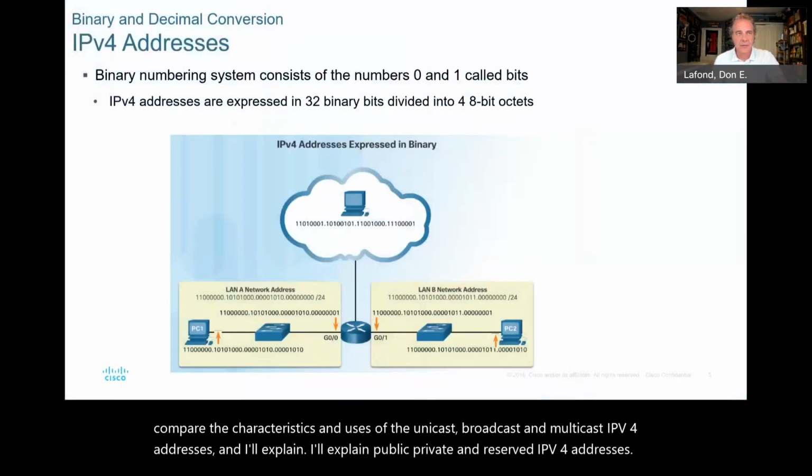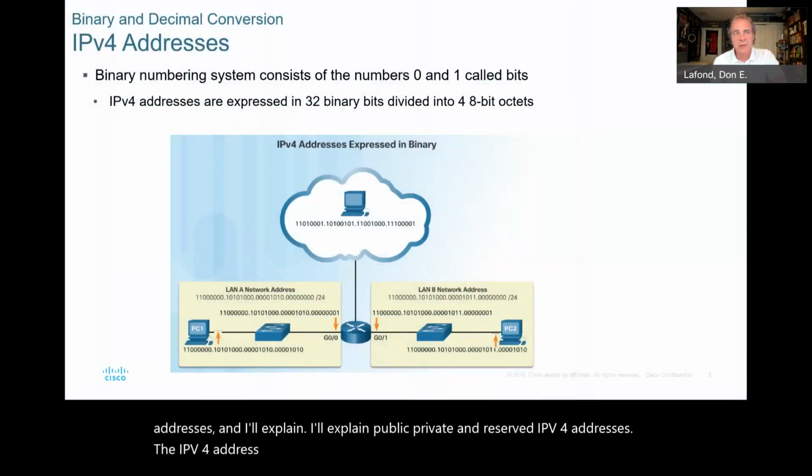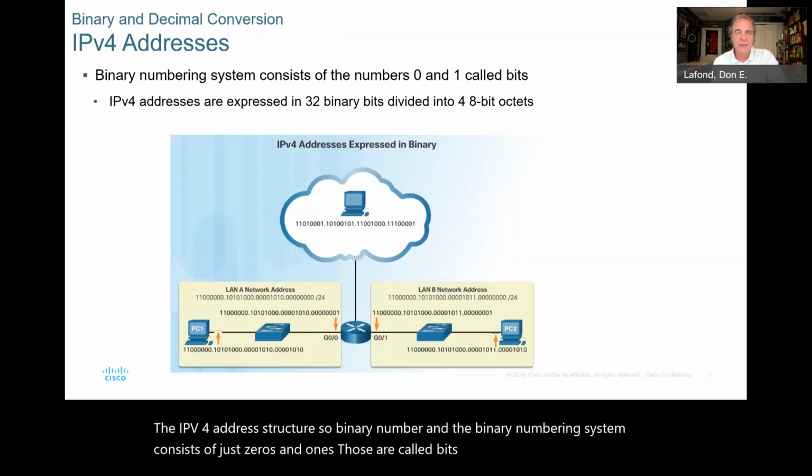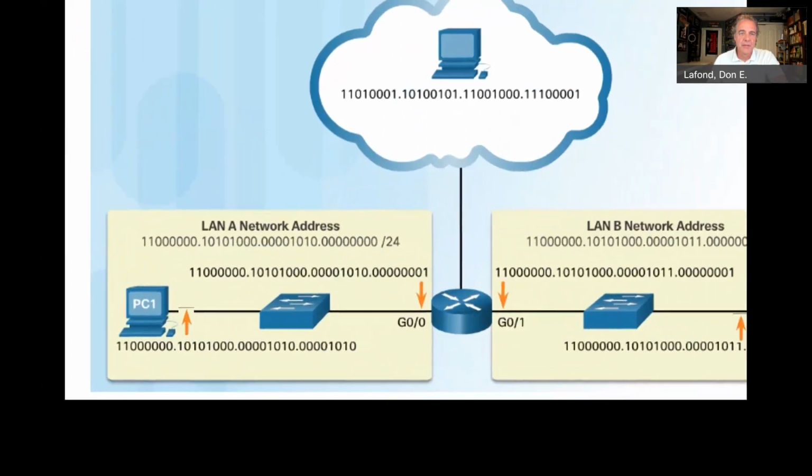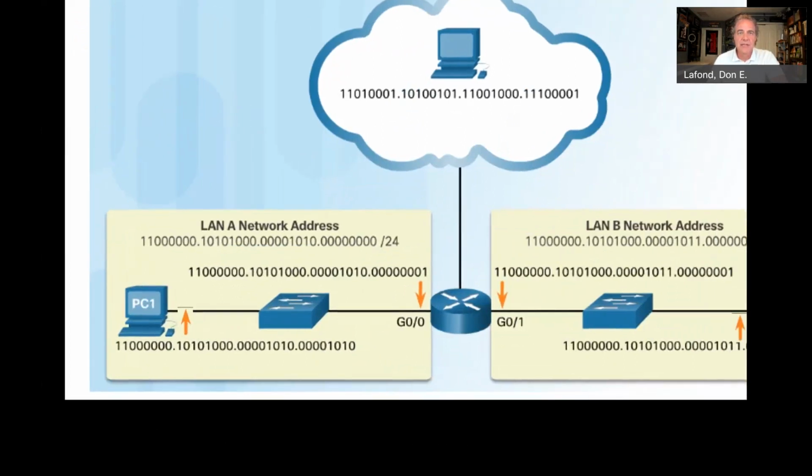The IPv4 address structure. The binary numbering system consists of just zeros and ones. Those are called bits. An IPv4 address is expressed with 32 binary bits divided into 4 8-bit octets. Let me zoom in on this. So this is what a computer sees. For the network, it sees a series of ones and zeros broken down in chunks of a byte, 4 bytes, 4 octets of 8 bits.